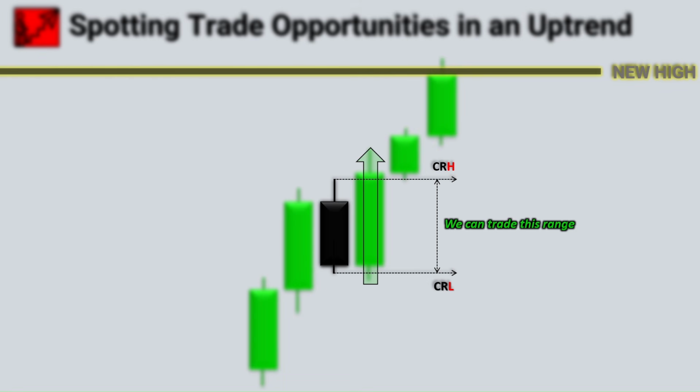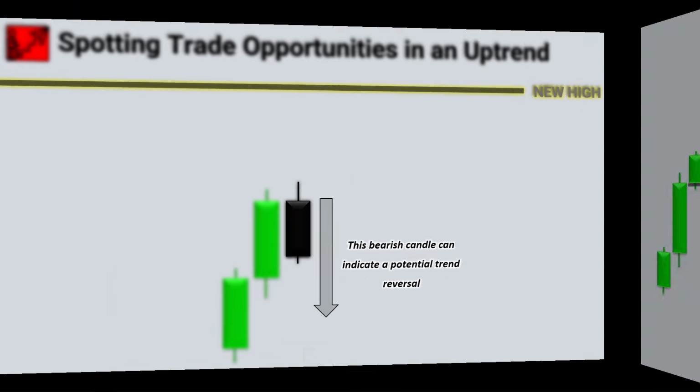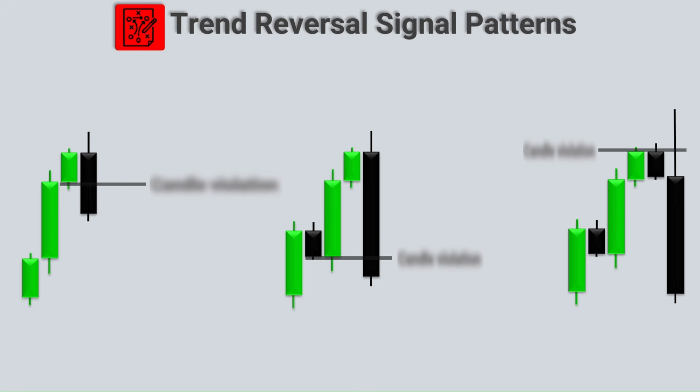However, there's a catch. This strategy is a double-edged sword. While these bearish candle ranges may allow us to benefit from a continuation toward the highs, the formation of a bearish candle inside an uptrend can also indicate a potential trend reversal. That's why it's crucial to check for warning signs before jumping into the trade. Here are the key patterns to watch for that might suggest the trend is about to reverse.